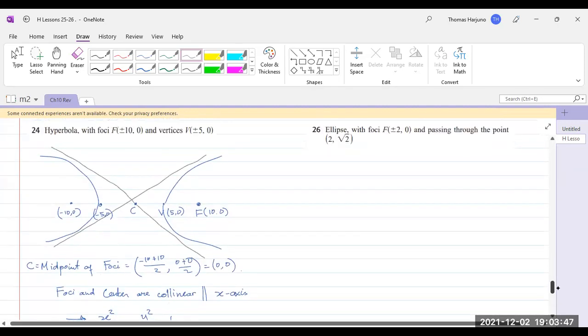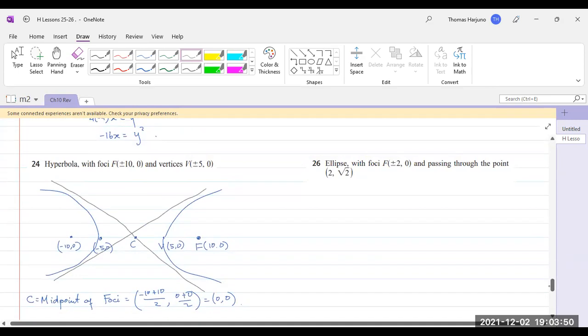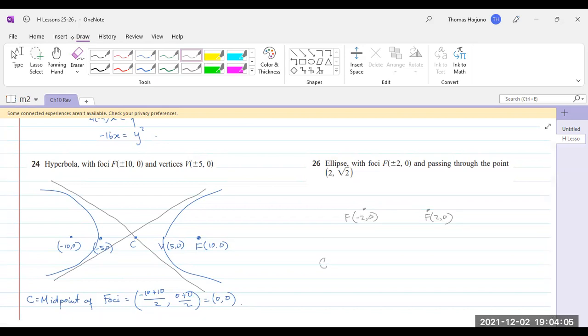Last one. Now we have an ellipse. The foci are (2, 0) and (-2, 0). Therefore, the center, oops, let me use blue color. The center is the midpoint of the foci.